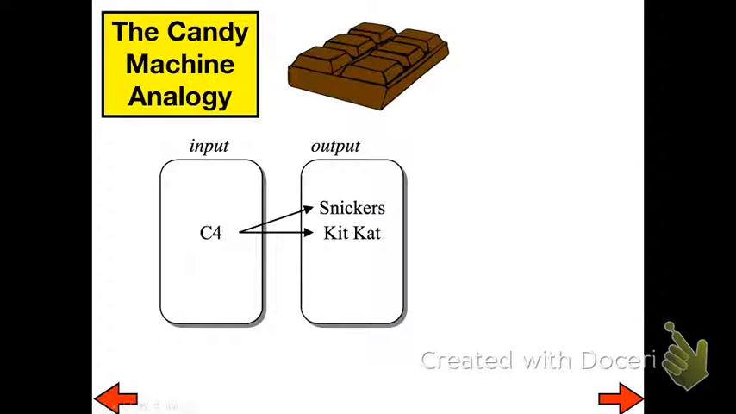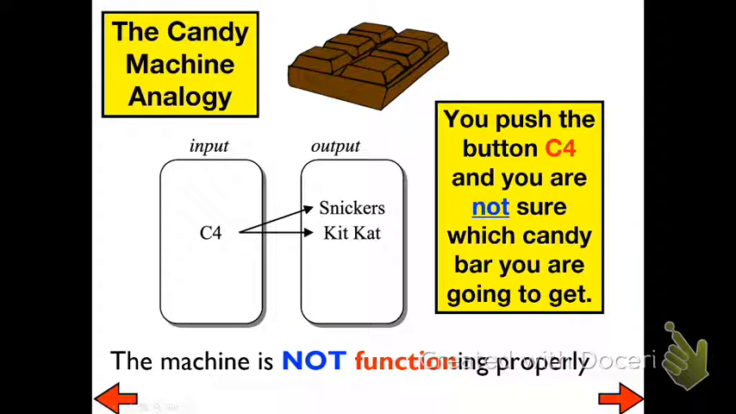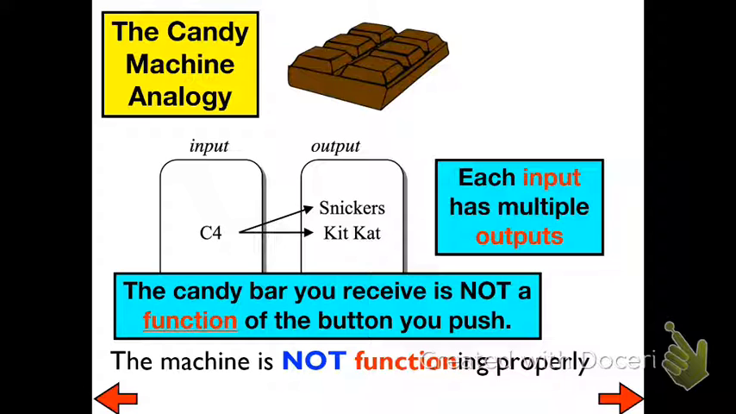Now, what if you push C4 and sometimes a Snickers comes out and sometimes a Kit Kat comes out? Well, that's not good. I didn't want a Kit Kat, I wanted a Snickers. So if you push button C4, you're not sure which candy bar you're going to get. That machine is not functioning properly, so it is not a function. The input C4 has multiple outputs. So in order for something to be a function, every input can only have one output. The candy bar that you receive is not a function of the button that you push.